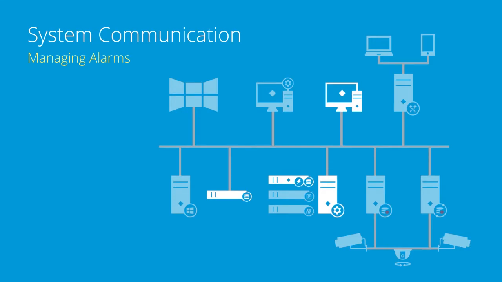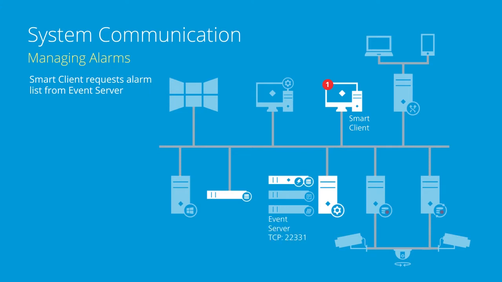Let's view the system communication and data flow as the event server views and manages alarms. In this scenario, an event triggers an alarm somewhere in the building, and the alarm appears on the Alarm tab in the Smart Client.